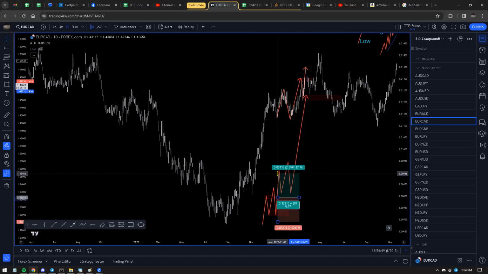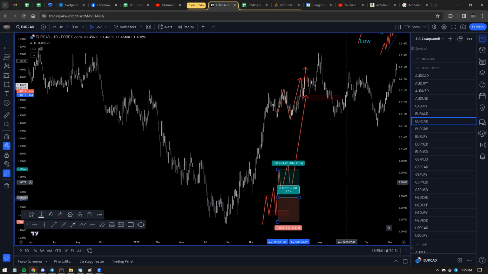If you're going for a 1-to-1 with a 50% win rate, that means you're pretty much break even for your entire trading career. That's great. But if you could just find ways to get even 1.1 out of the market at a 50% win rate, that's profitable. 1.2 at a 50% win rate, that's profitable.